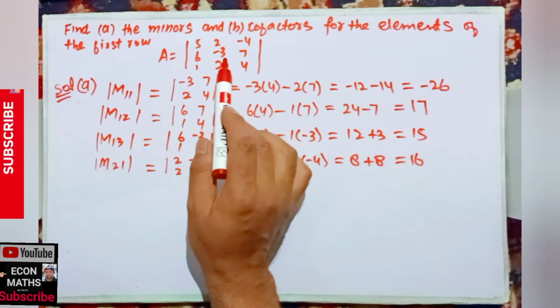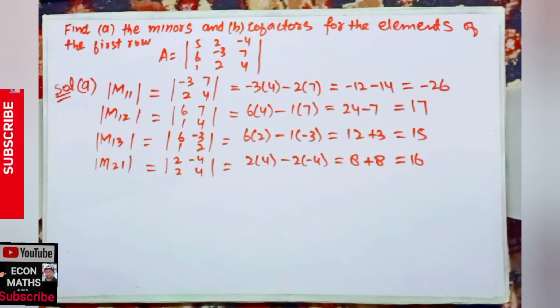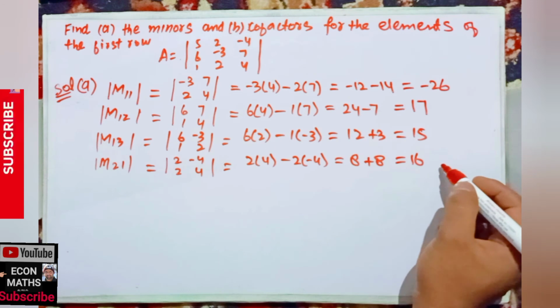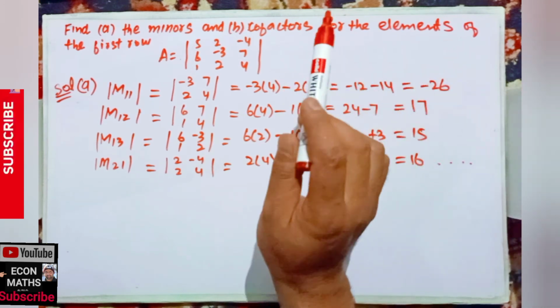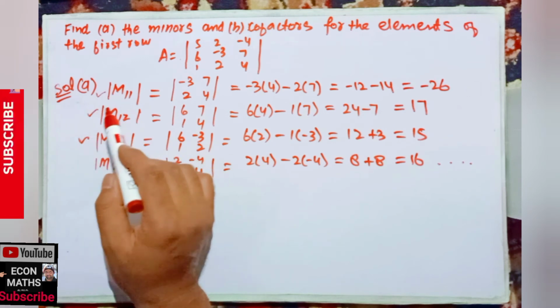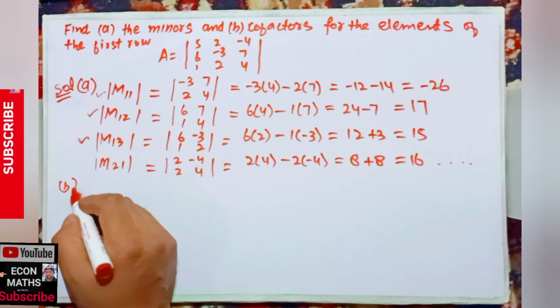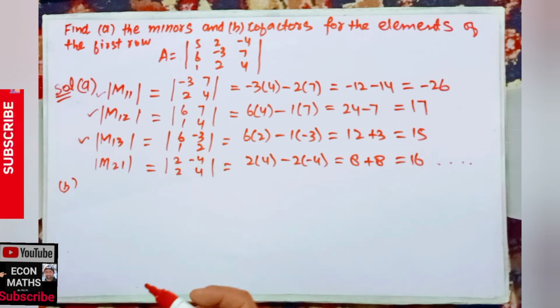Similarly we can find the minors M22, M23 and so on. Now you can calculate the others, because we were told to find the minors along the first row. We have completed that; these 3 elements are on the first row. Now the B part is to find the cofactor.